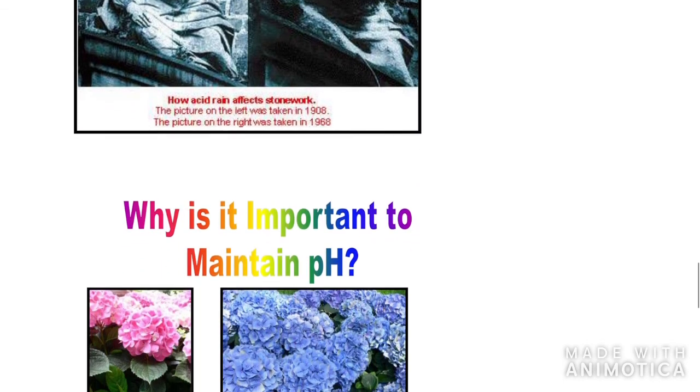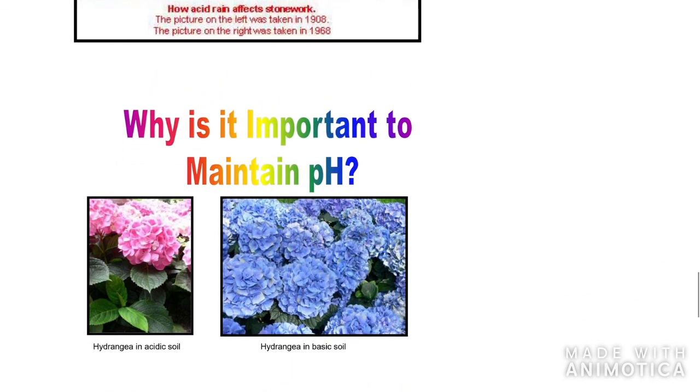In agriculture, if you plant hydrangea, oh, I can't talk, and you guys know that. If you plant it in acidic soil, you get this pink flower, whereas if you plant it in basic soil, you get this purplish blue color, which is kind of cool, but it shows that the acidity or the pH is actually very important when it even comes to plants.